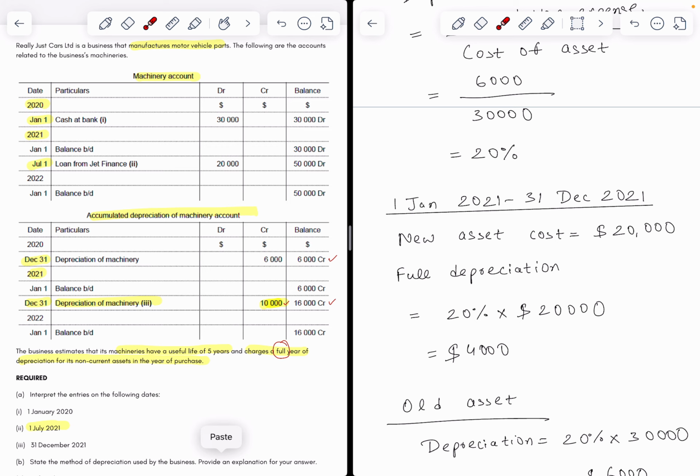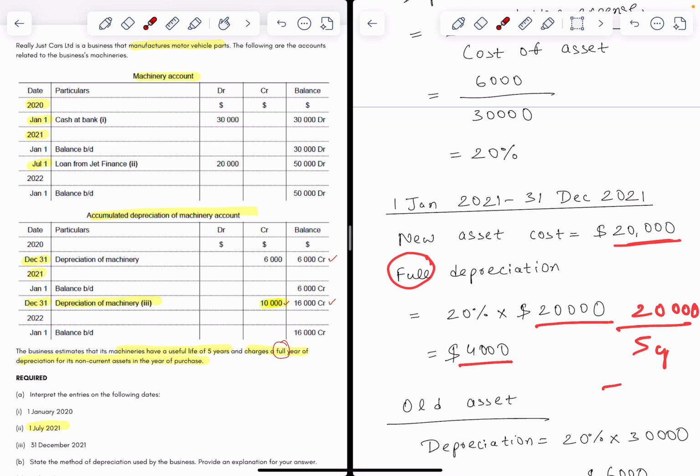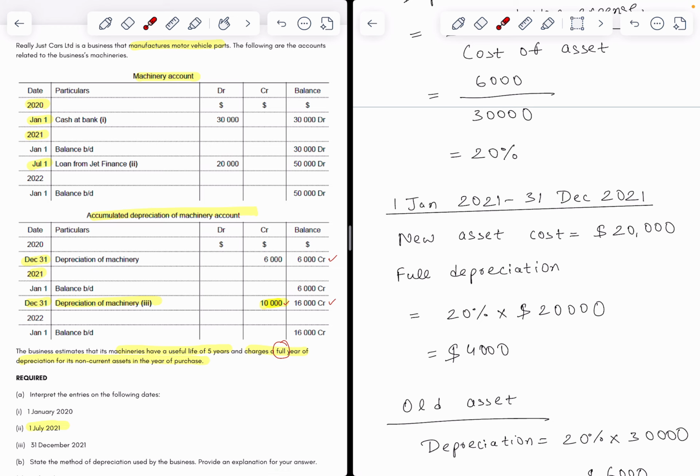So in this second financial year on 1 Jan 2021 and ending 31 December 2021, we know we bought a new asset of $20,000 and we are to apply a full depreciation. So regardless of whether you take 20% or 5 years, it would give you the same result. So 20% of 20 grand is 4,000. And if you were to find it by simply taking $20,000 and then dividing it by 5 years, you would still get 4,000. All right. So that is the depreciation we have captured for the new asset.